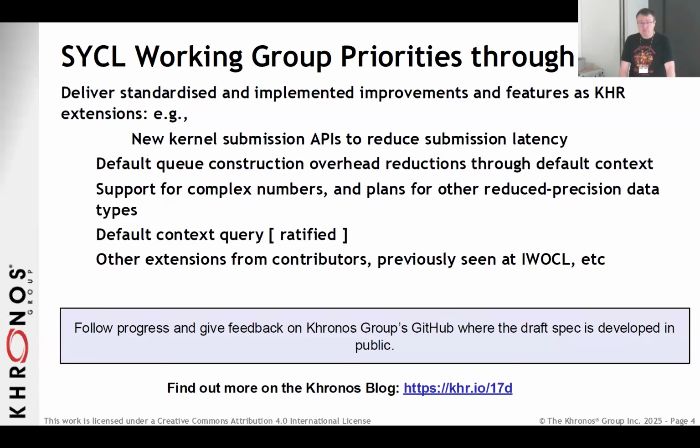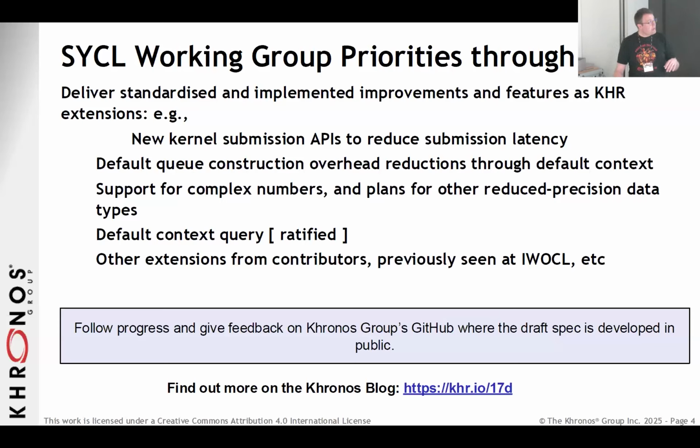We have one KHR already ratified, so it has gone through the Khronos board and is ready. It's called Default Context Query. It's not the most exciting KHR. It just allows you to query whether there is one true single context in your SYCL application. But that can be really useful, especially for people coming from CUDA codes, where this is basically the default context in CUDA, but also with some patterns from the SYCL-O-Matic tool. People coming from CUDA automatically translate 90% of their application with a tool to SYCL. There were some patterns in there that meant that making sure we had a default context was a really important performance improvement to be had. So that's there, that's done.